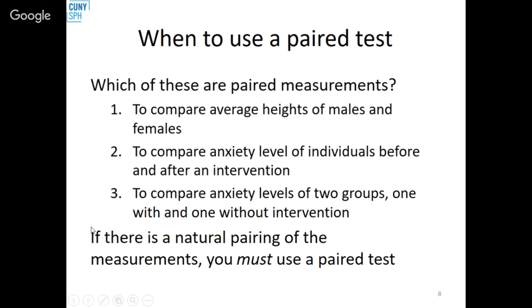And just to drive this home, if there is a natural pairing of the measurements, then you must use a paired test. If you are not using a paired test, your assumption of independent samples is violated, because they are not independent samples.